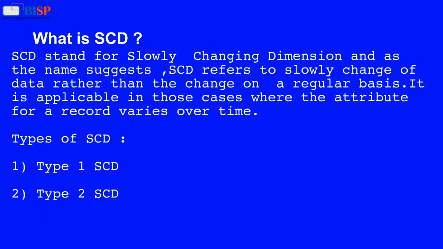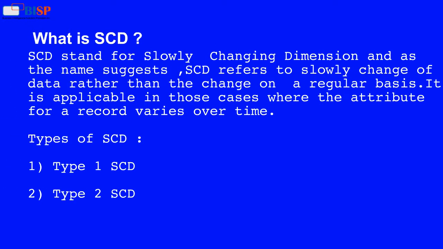What is SCD? SCD stands for slowly changing dimension, and as the name suggests, SCD refers to slowly changing data rather than change on a regular basis. It is applicable in those cases where the attribute for a record varies over time.